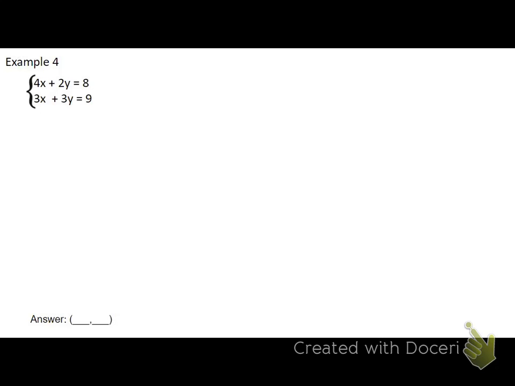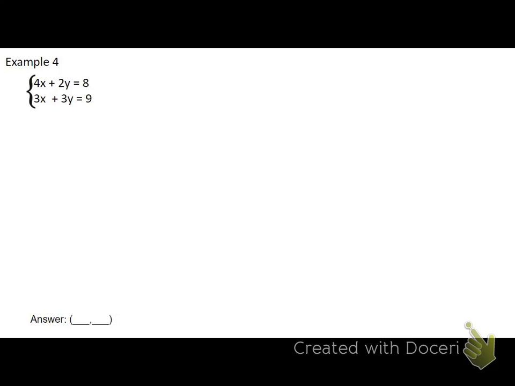So, take a look. You need to pick which variable you want to eliminate. Do you want to eliminate x's or y's? It doesn't matter. X's or y's? Okay, so Chance spoke up first, so we're going to go Chance's way. We're going to eliminate the y's. Now, we have to get the y's so that they have the same coefficient. What's the easiest way to get 2 and 3 to have the same coefficient?